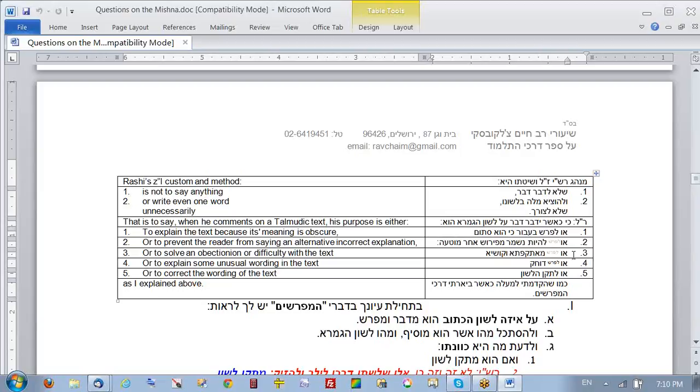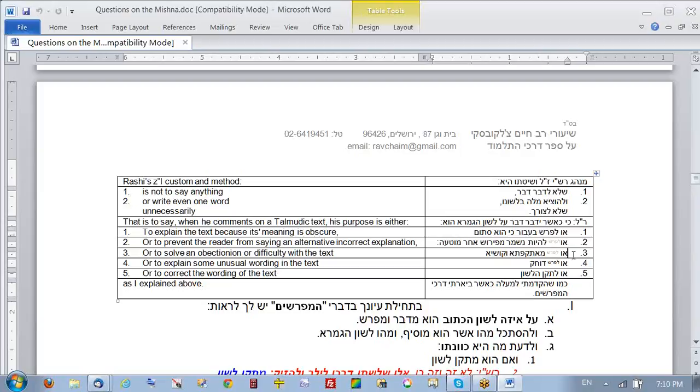Tosfos, the way Tosfos does it, if you notice, is he says im tomer ish lomar. He says, and if you will say that there's this contradiction, then I'll solve it for you by this resolution. That's the style that Tosfos uses to introduce his kashas and terutzim.